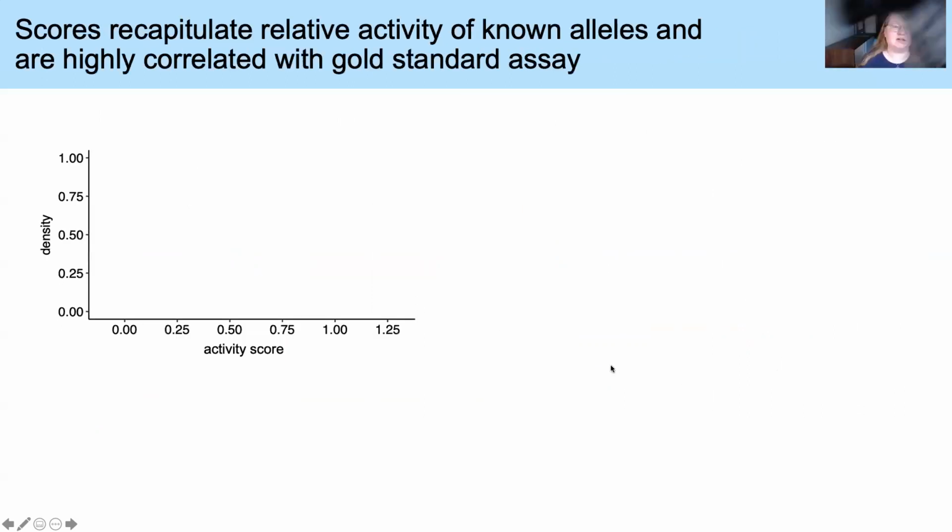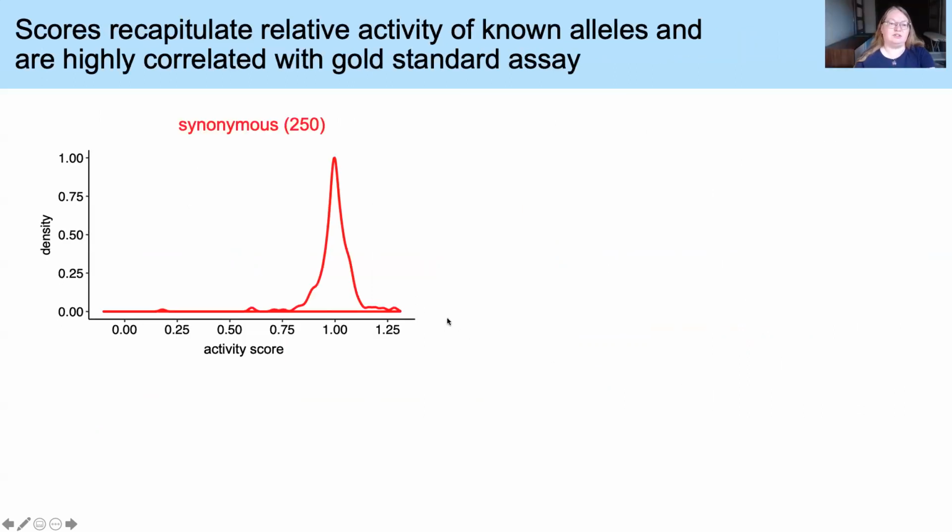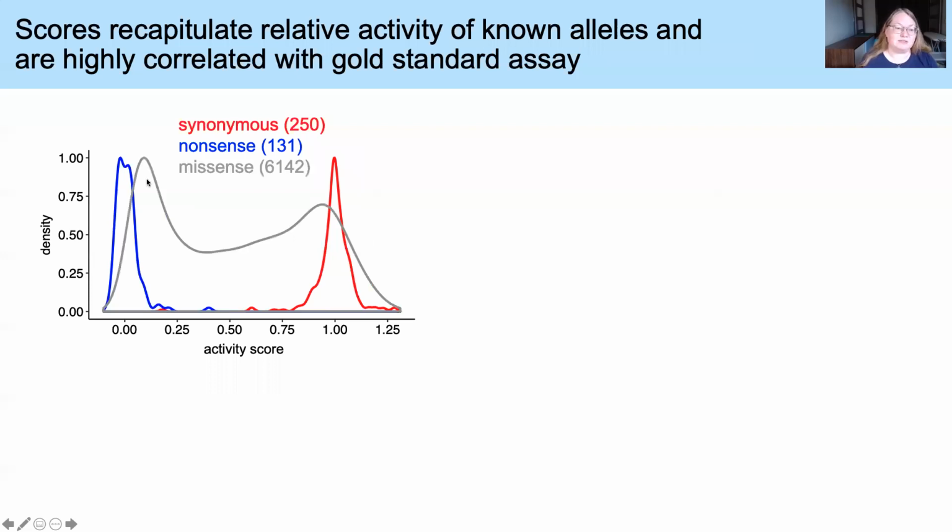Okay, so what did we find? Well, if we look at the entire distribution here, here are the synonymous alleles, and since we set their scores at 1, that's what we ended up getting. And so, of course, the nonsense alleles, we set their score at 0, so that's also what we got. But what was really great to see was this really tight distribution in both cases. And now here are all the missense alleles that were in our library. And so they really range.